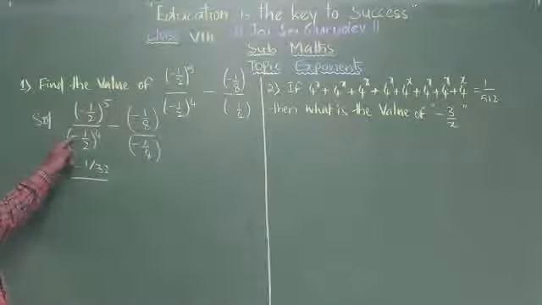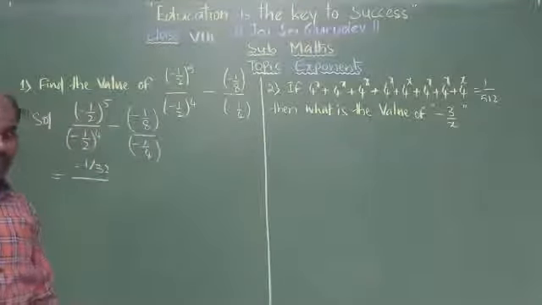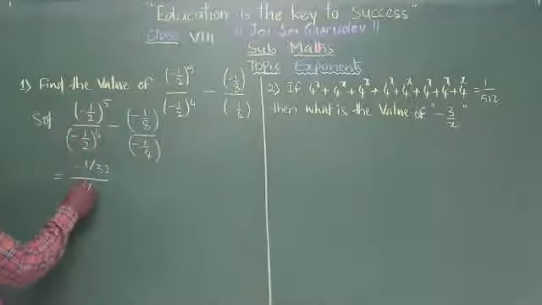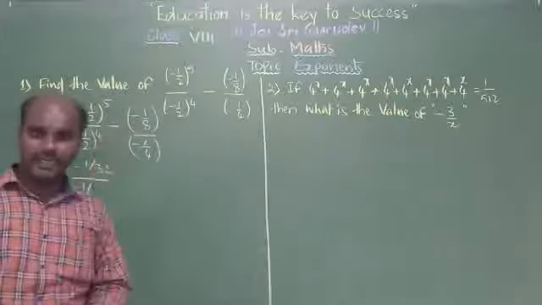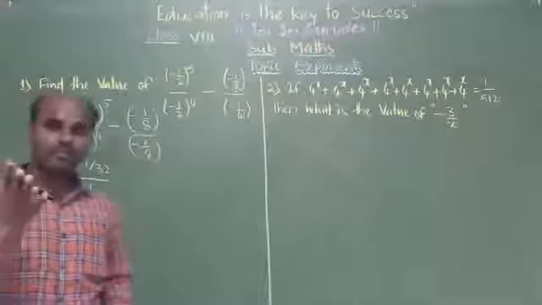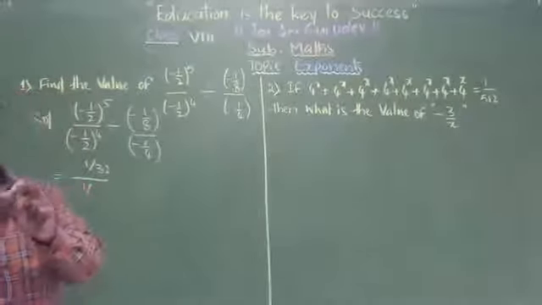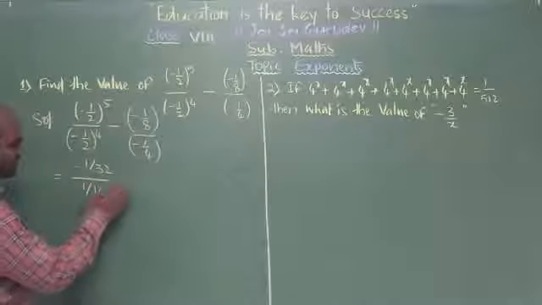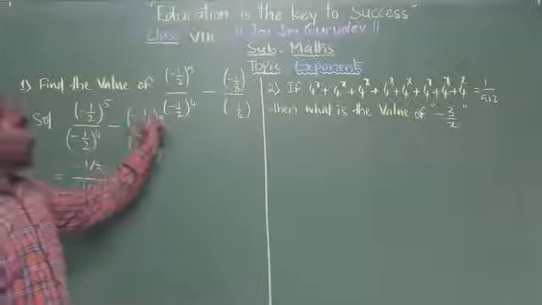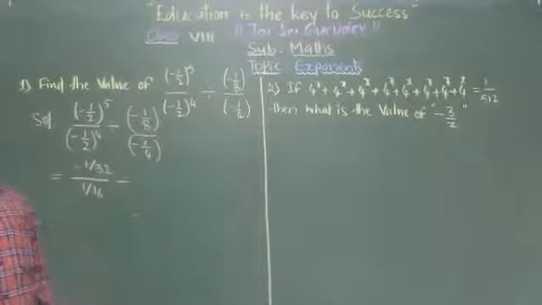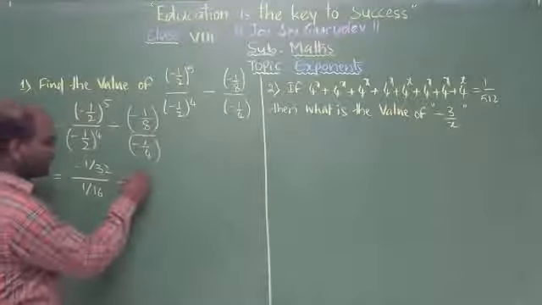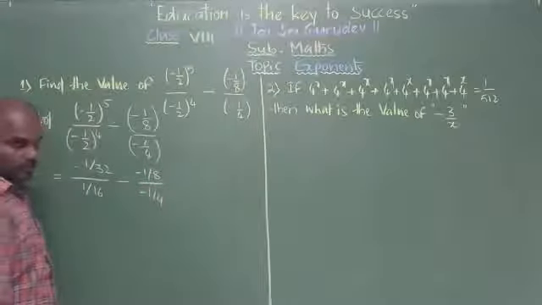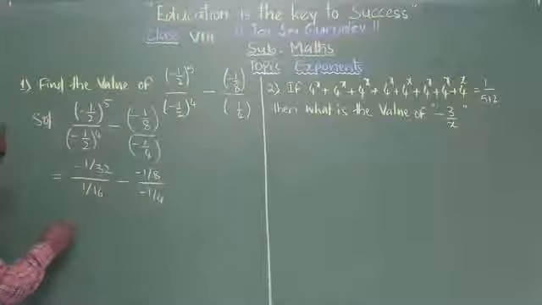Now minus power 4. 4 is an even number, so we get a positive value. 1 power 4 over 2 power 4: how many times should we multiply 2, children? 4 times. 2 twos are 4, 4 twos are 8, 8 twos are 16. So that is 1 by 16. Then minus 1 by 8 divided by minus 1 by 4, we write as usual.